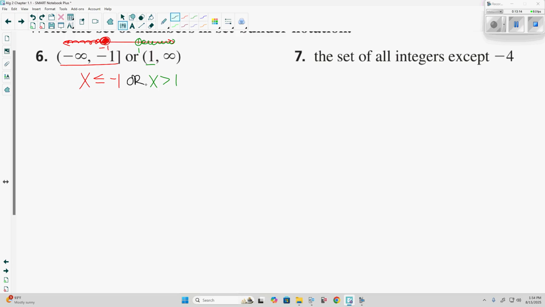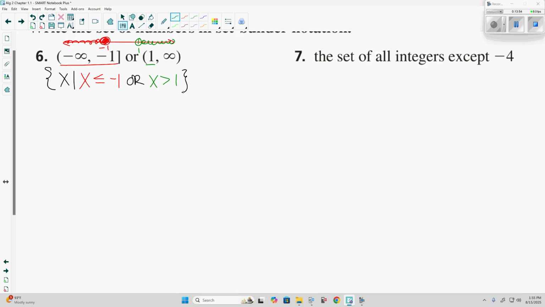Now the only thing we have left to do is our set builder notation. Because we're talking about the set of all real numbers, we have our brace, x, bar, the set of all real numbers x such that x is less than or equal to -1, or x is greater than 1. And then we finish it with a brace. That's it. Questions on this here? Questions on anything we've done so far? We ready for number 7?